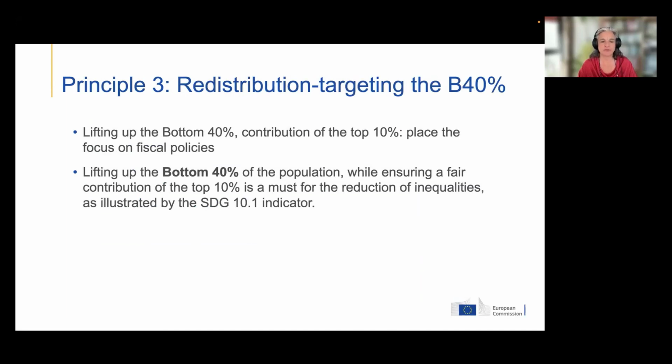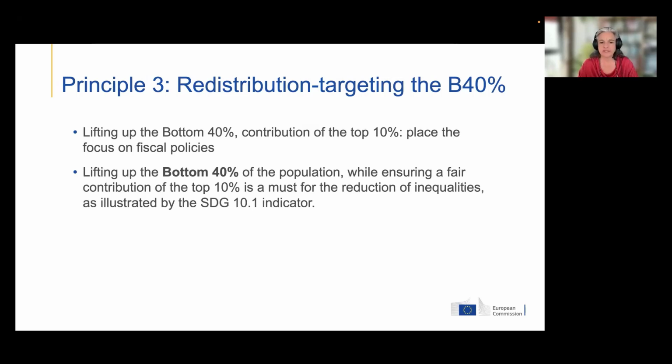Key principle number 3 is redistribution from the top 10%, the richest in the society, towards the bottom 40%. This is called the redistribution target in the bottom 40, but we don't forget that redistribution effect, which implies the top 10%. So raising income for the bottom 40% while ensuring a fair contribution of the top 10% is crucial to reduce inequality. And this is illustrated in the indicator of the SDGs 10.1, that was referred to earlier.